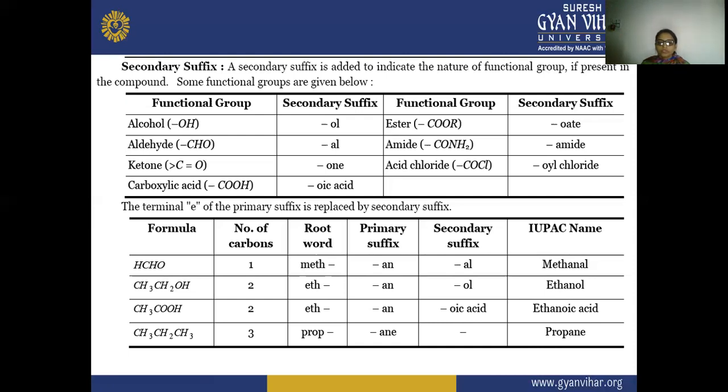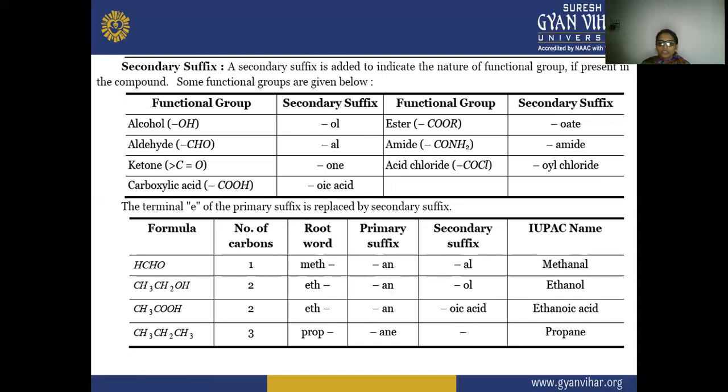The primary suffix is ane, because the E is replaced by ol for the secondary suffix, since an OH functional group is attached. For the OH functional group, the secondary suffix is ol. So for CH3CH2OH, the root word is eth, the primary suffix is an, and the secondary suffix is ol. So its name is ethanol.